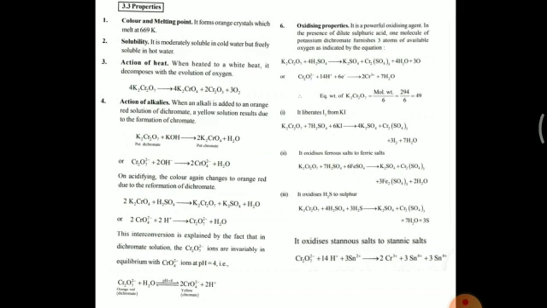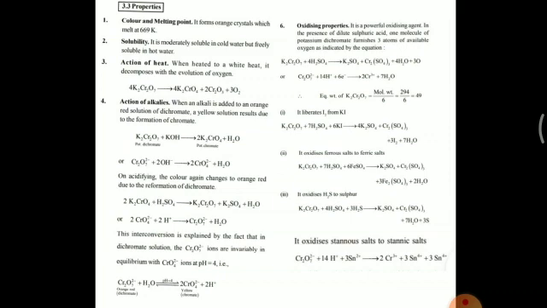Next property is action of alkalis, that is interconversion of chromate and dichromate. See, when orange red colored solution of potassium dichromate is treated with an alkali like KOH, a yellow colored solution of potassium chromate is formed.